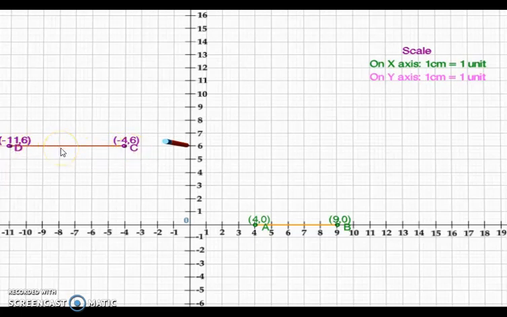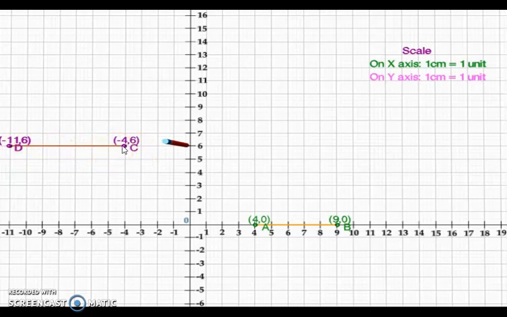Of course the length CD will be equal to DC. So for CD, x2 is minus 11 and x1 is minus 4. As we have discussed, let us check whether what we get by subtracting x1 from x2 is the same as the length by measuring it. So this is 1 unit, 2, 3, 4, 5, 6 and 7 units, right? The distance between C and D is 7 units.